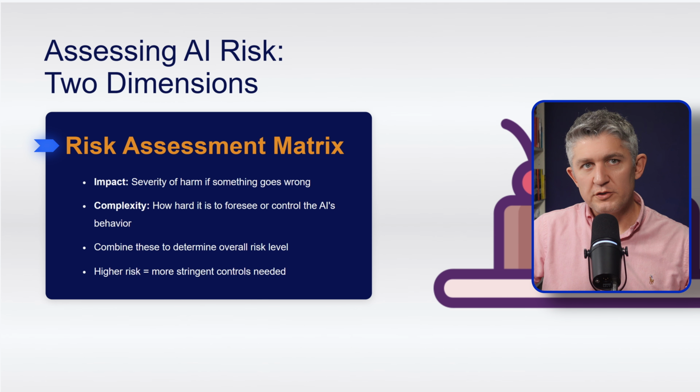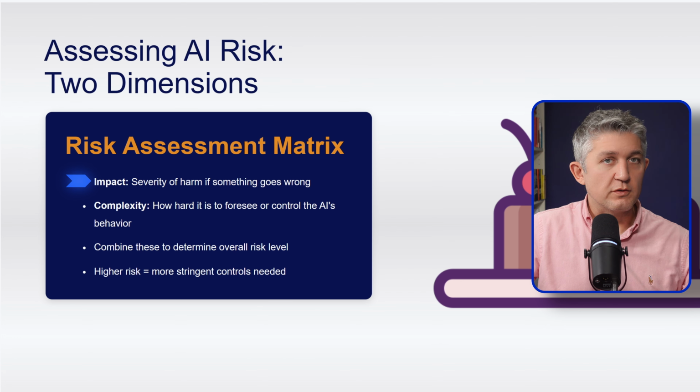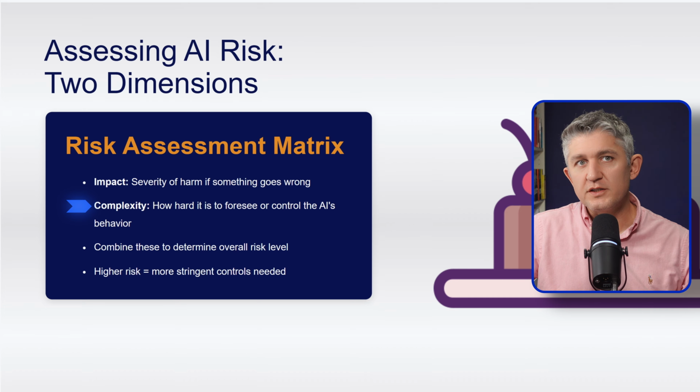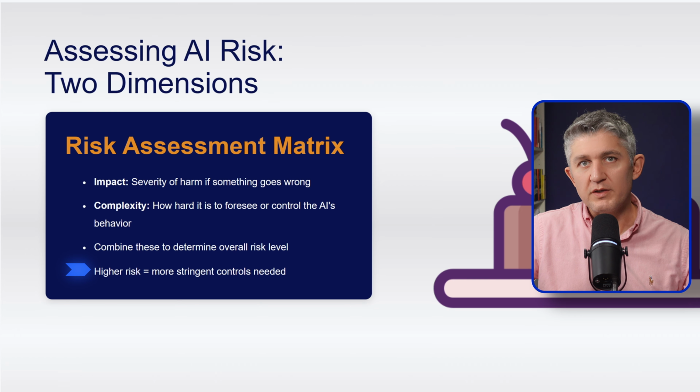Use this simple matrix to rate the AI risks. Consider impact. How severe is the harm if this process goes wrong? Consider complexity. How hard is it to foresee or control behavior? Combine them together to get an overall risk level. Higher risk means higher controls and more oversight.